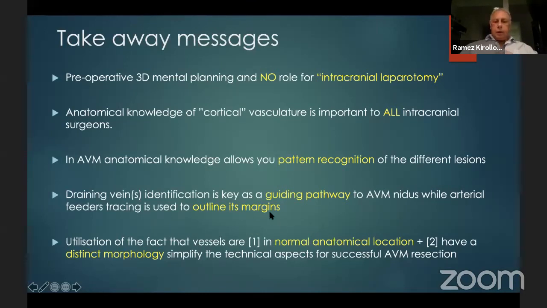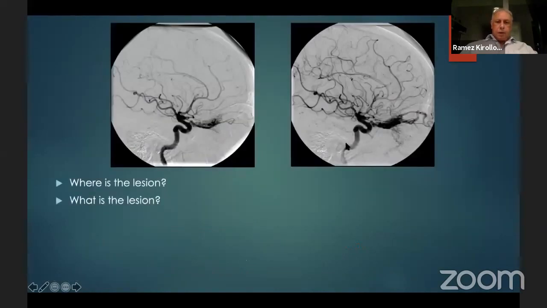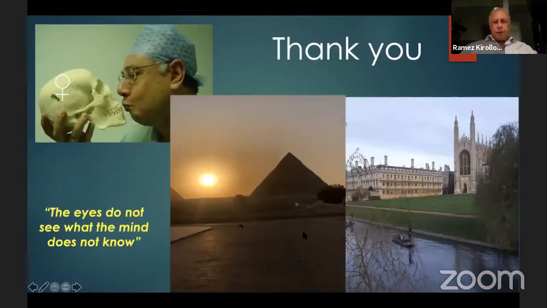And use the arteries because they are in a normal anatomical location, so you know where to find them, and then follow them to the nidus. And they are bizarre in shape because they are wide and it is easy to find them. So the last slide: don't subspecialize your knowledge, but subspecialize your practice, so you know brain anatomy the same as vascular anatomy, whether you are a vascular surgeon or brain surgeon. And just for completion, this, in fact, was the orbital AVM because it's draining into the superior orbital vein. Thank you very much, Tom, for allowing me to overrun.